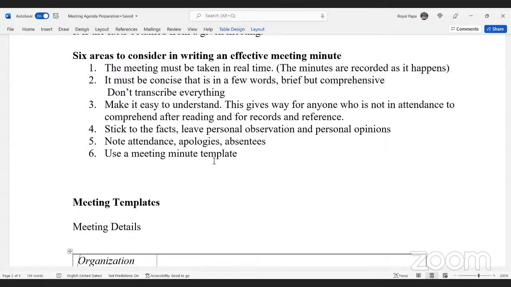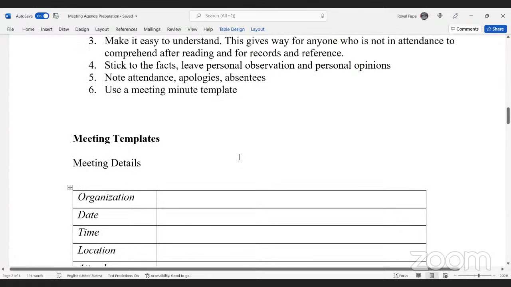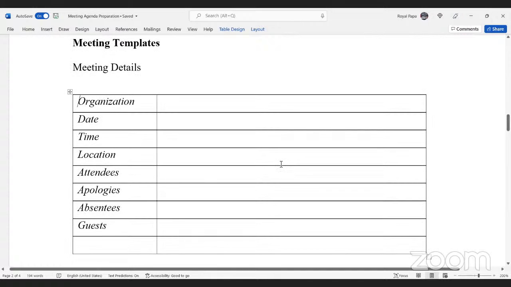Then use a meeting template. I recommend that. Use a meeting template because we are advancing. To get it, first of all, fine. This is a standard one for business meetings.